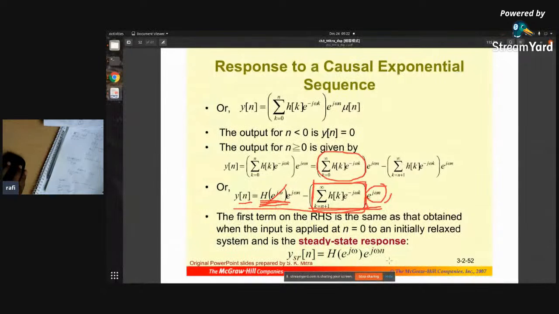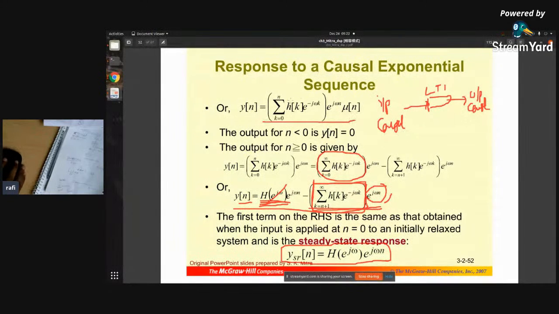So this is always what we call the steady state response, which is h of omega times e power j omega n. For what we have started, if the input is causal, what happens? For causal input signals, the output is also causal, assuming this LTI system is a causal LTI system. This is evident from the proof we have just seen.